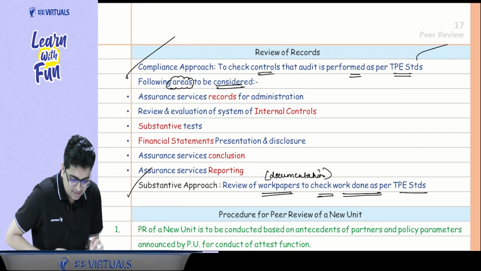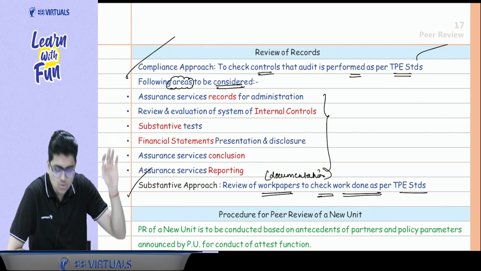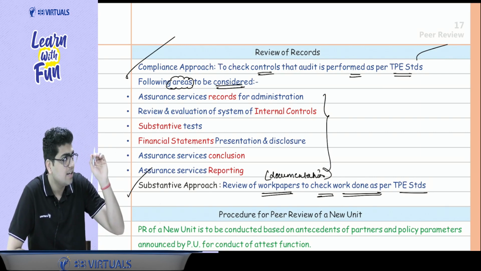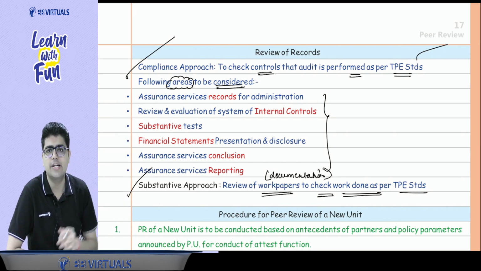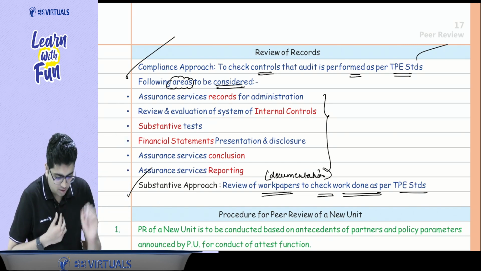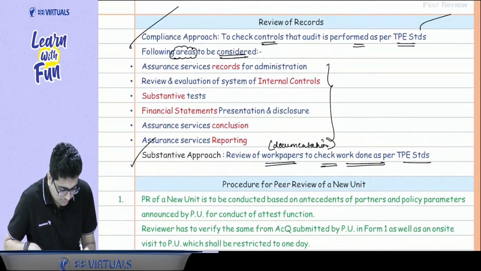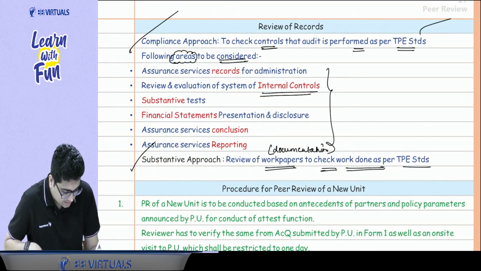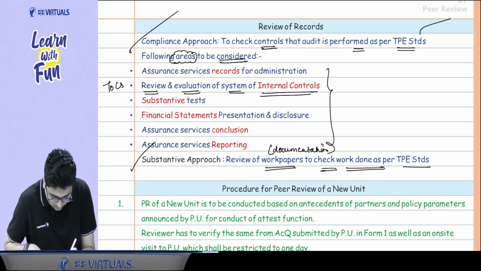Sir, what are the areas to be considered? Giving you a trick to understand it. Basically, it is the whole audit process. You don't believe me? Please see. First of all, what do you do? Sir, we do control testing. Yes. So this is the point: review and evaluation of the systems of internal control, that is TOCs.